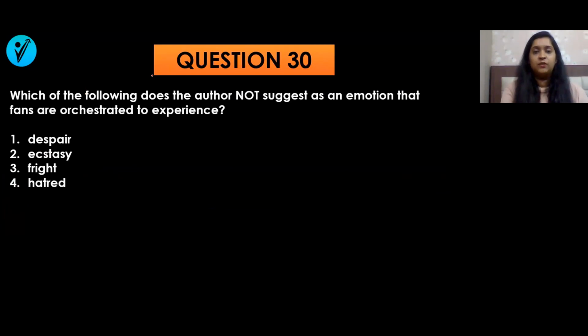Question number 30. Which of the following does the author not suggest as an emotion that fans are orchestrated to experience? Despair, they can feel that, ecstasy. The author does mention despair and ecstasy, and not even hatred. So it is fright that is not suggested as an emotion which the fans are orchestrated to experience.